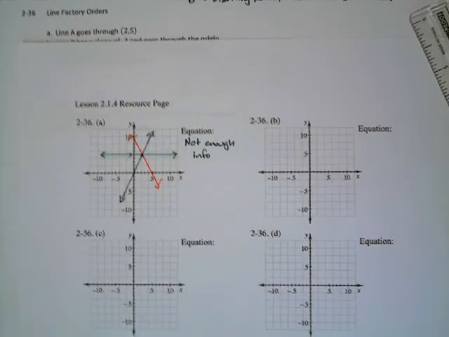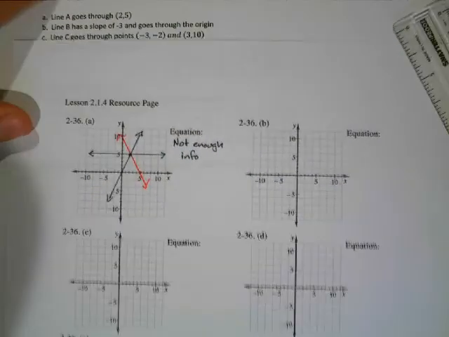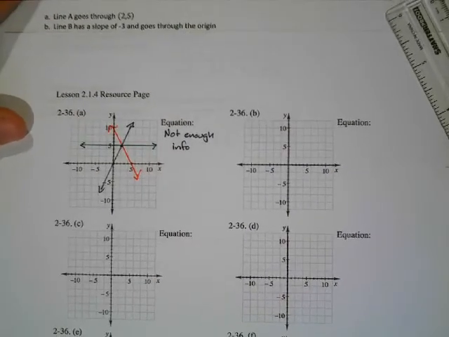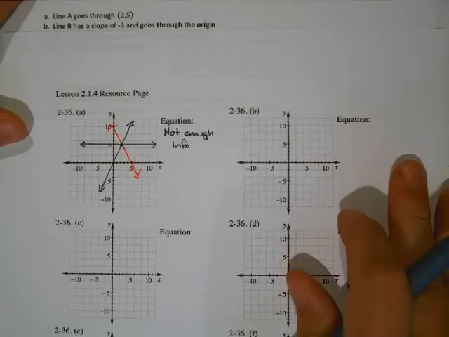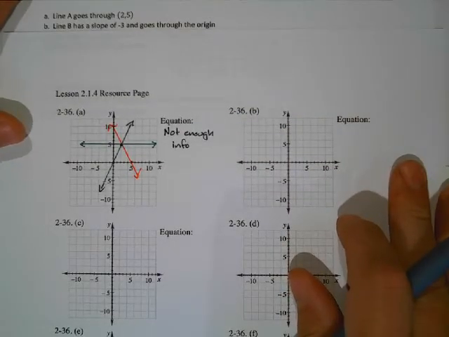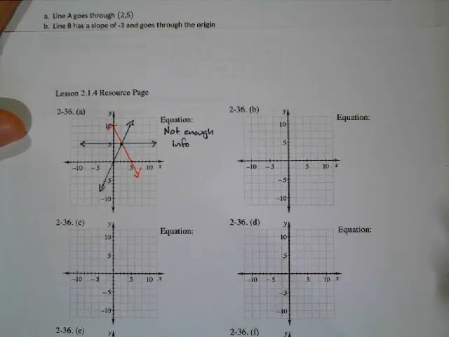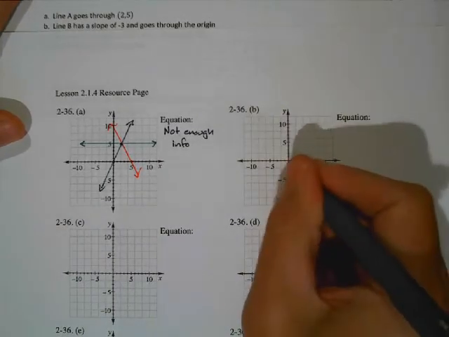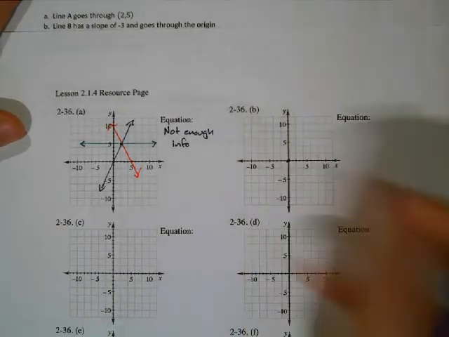Sorry. All right, next one. We've got a customer who comes in and asks for another line. So this is line B. And they say that they want a line that has a slope of -3 and they want it to go through the origin. All right, going through the origin means one of the points is 0, 0.